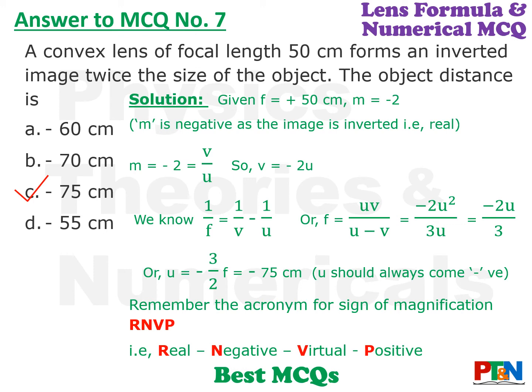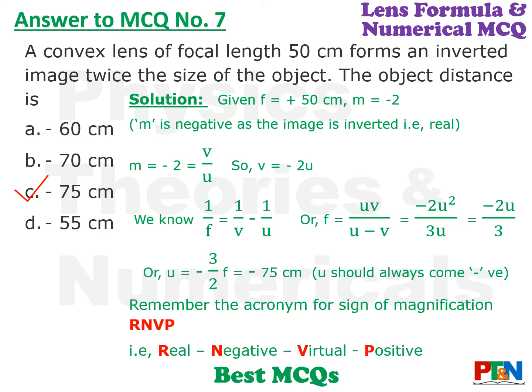So put in the relation, minus 2 is equal to v by u. So you get v is equal to minus 2u. Then put in the lens formula. So you get f is equal to uv by u minus v. Put the value of v, that is minus 2u. Do a calculation. Find u is equal to minus 75 centimeter.